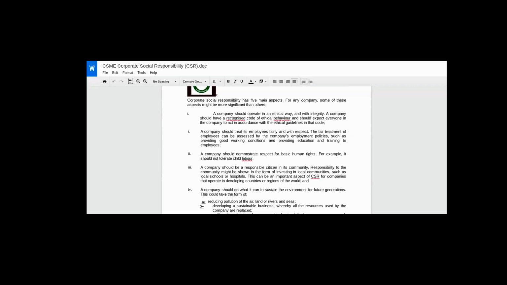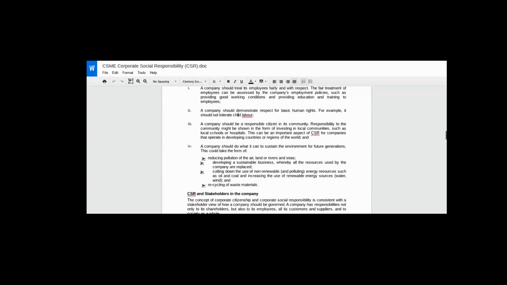Number three principle is that a company should demonstrate respect for basic human rights. You must not engage in child labor. You must not engage in abusive business. Another principle of CSR is that a company should be responsible to its citizens and its community. Give back to the community through healthcare, infrastructural development, educational support. These are what we call principles.